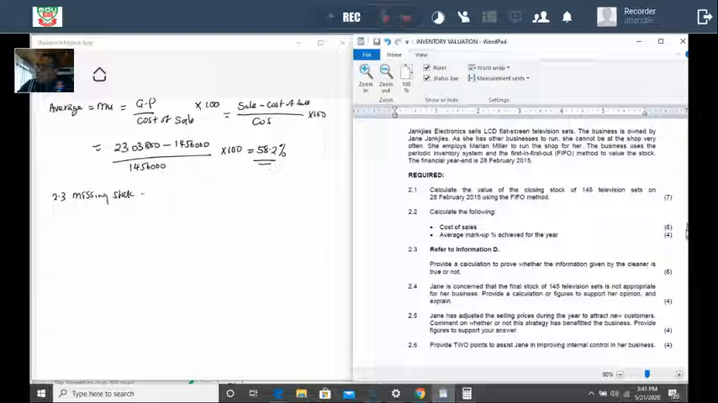We have to look at all of our stock. Opening stock, how many units do we have? How many units did we purchase? So this gives us what is available. So we go there, we have to look at what we have available.